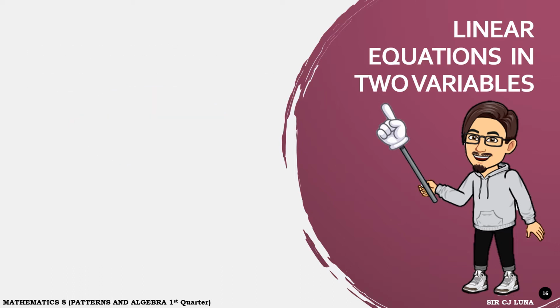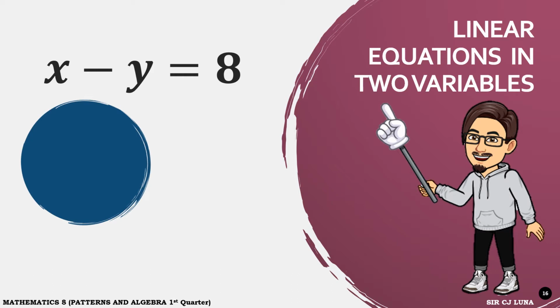Let's have an example. x minus y equals 8. Is our equation in the standard form? Yes, that's correct. So now, we will identify the values of a, b, and c. Again, a is the coefficient of x, b is the coefficient of y, and c is our constant. So with this linear equation, what is a? Correct. A is positive 1. B is negative 1. And the constant is positive 8.